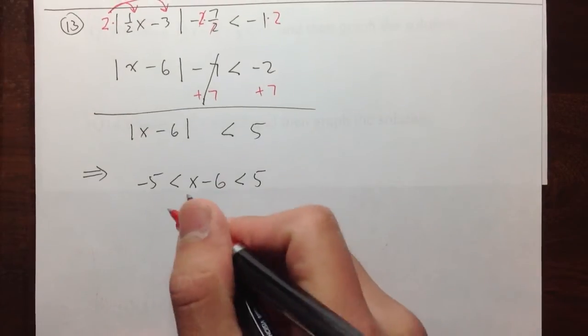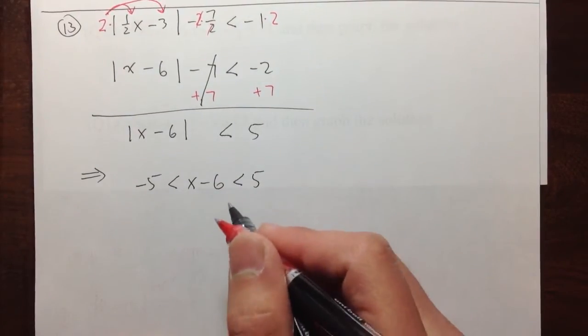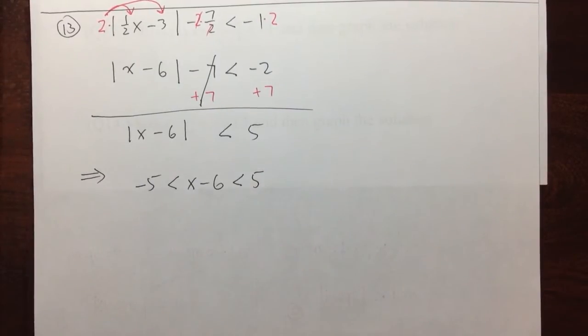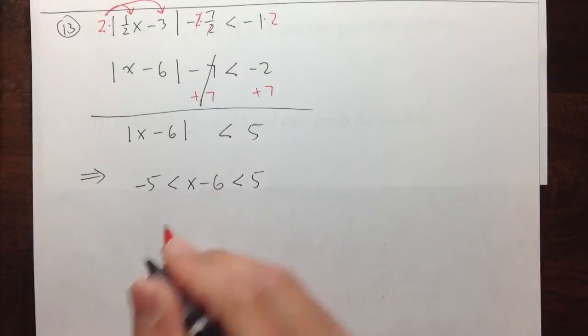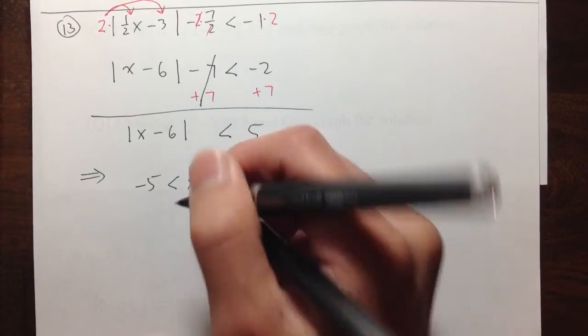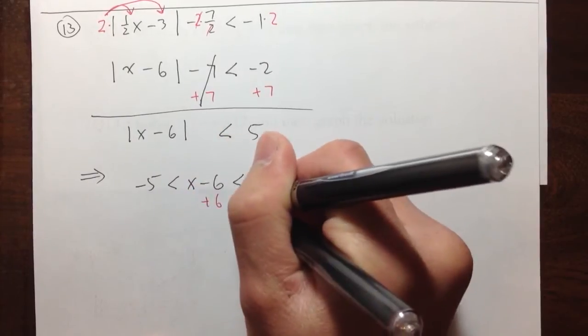And then, to solve for this inequality, again, we want to isolate x. But in this case, the x will be in the middle. We can also do that. So look at the middle right here. I have x minus 6. So what I need to do is plus 6 on all of them.